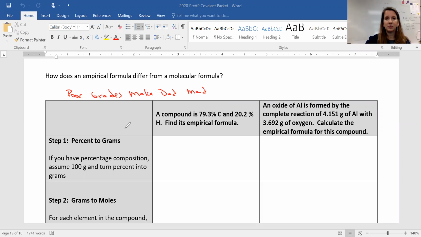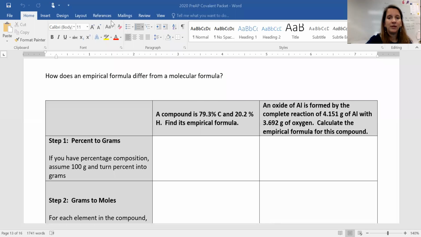Because with our steps, what we're going to do is we're going to go from percent to grams, and then we're going to go from grams to moles, and then we're going to divide by small and multiply to get whole. Okay, so those are the steps: percent to grams, grams to moles, divide by small, multiply to get whole. So poor grades make dad mad.